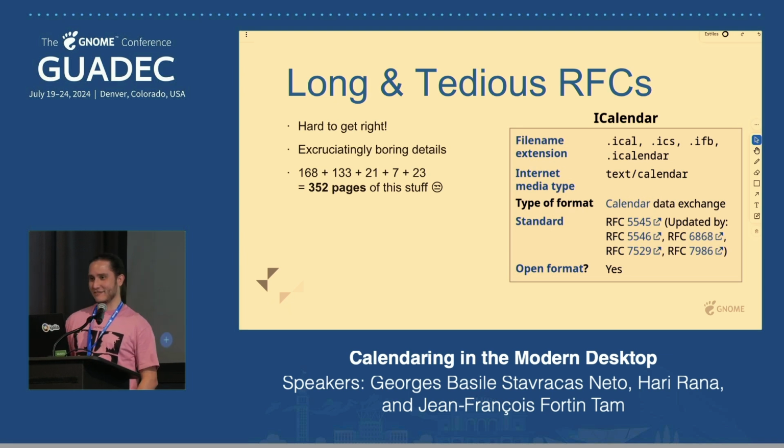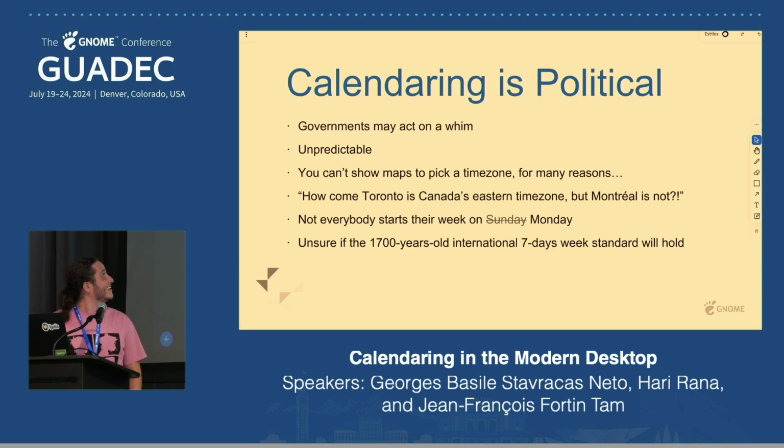Has anybody ever heard of, I don't know, the Uzbekistan government deciding that the next day was going to be a daylight saving time day and just flipping it over overnight? Yeah, this is the kind of thing that we have to deal with. Calendaring is essentially a political thing.